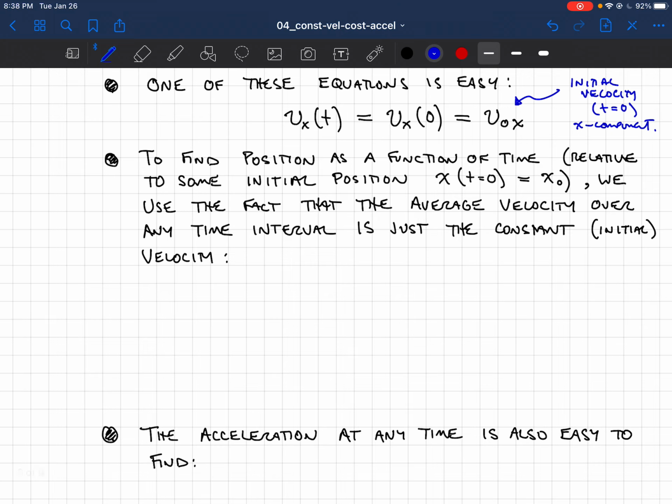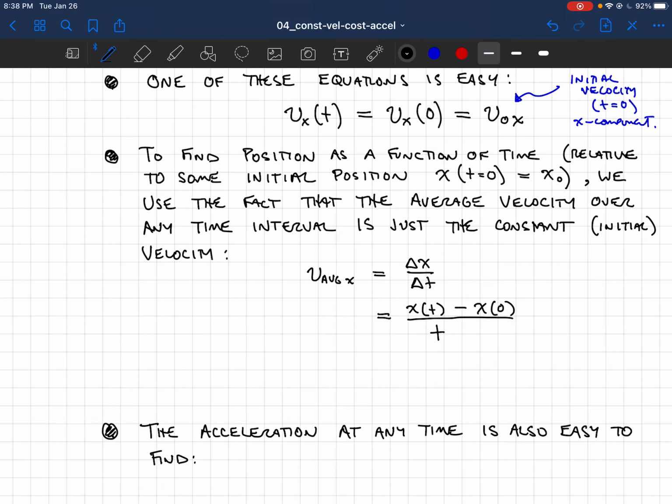Now we want to find the position. So how do we do that? Well, to do that, we use one of our definitions from kinematics, which is that the average velocity in the x direction is equal to delta x over delta t. Now let's use the time interval that we were talking about, which is x at time t is our final minus x at time t0 is our initial. And we chose to make t final just t and t initial 0.